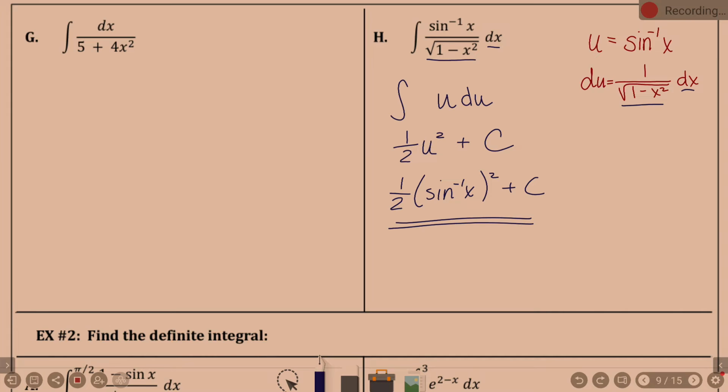Yes? Where is the 1/2? Divided by 2. Yes. So add 1 to the power. 1 plus 1 becomes 2. Divide by the new power. It's called keeping our derivative and antiderivative rules straight.